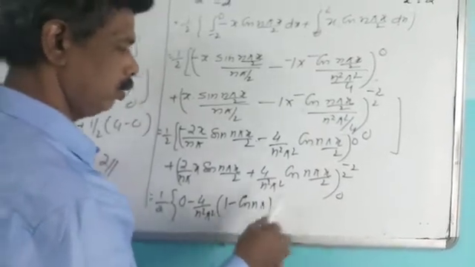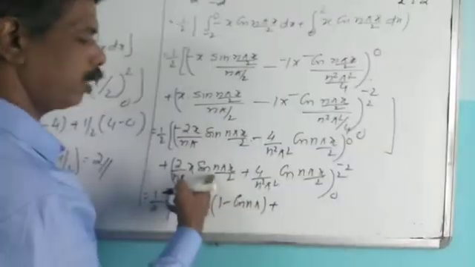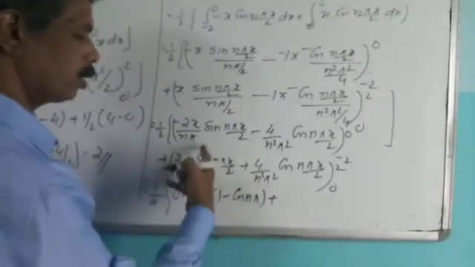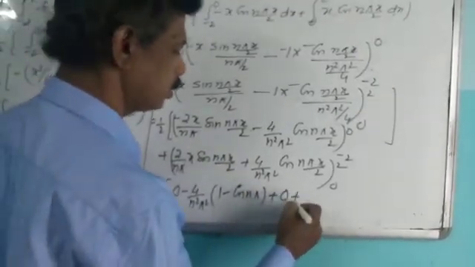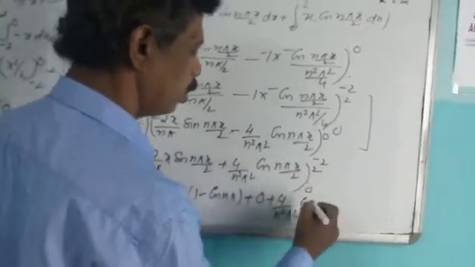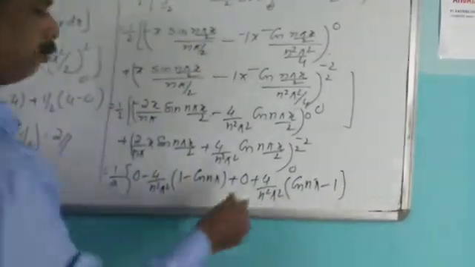Upper limit minus lower limit, plus. In the next step, here also we have the upper limit sin n pi, which is 0, and sin 0 is 0. In this case, upper and lower limits are 0, so the answer is 0. Plus 4 by n square pi square into upper limit cos n pi minus cos 0, which is 1. Okay, cos n pi.